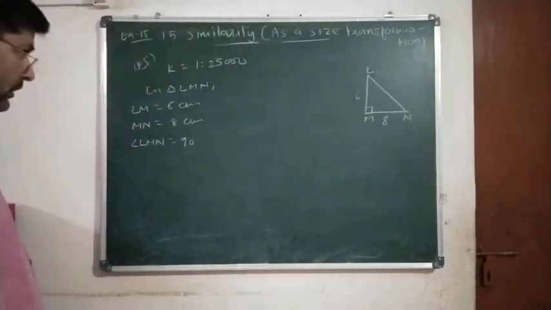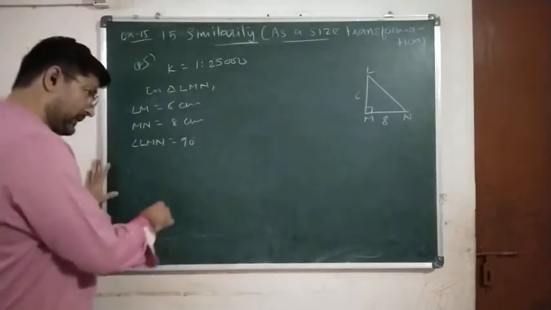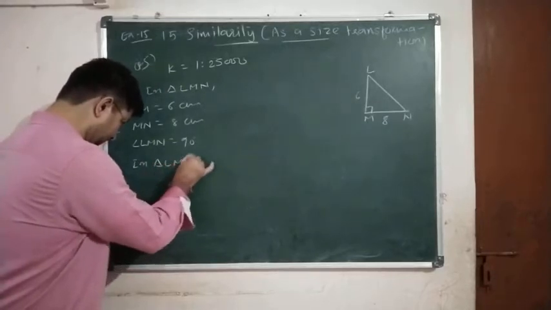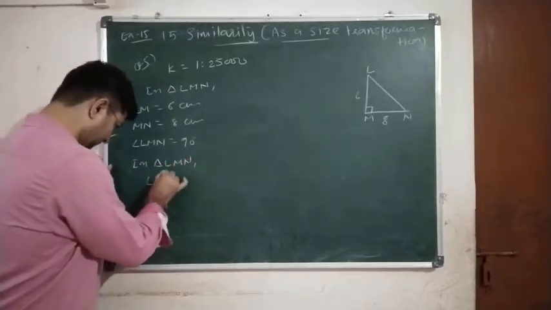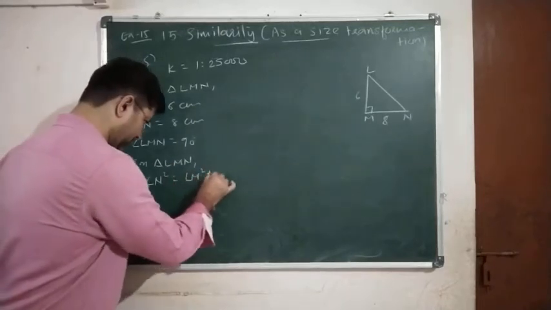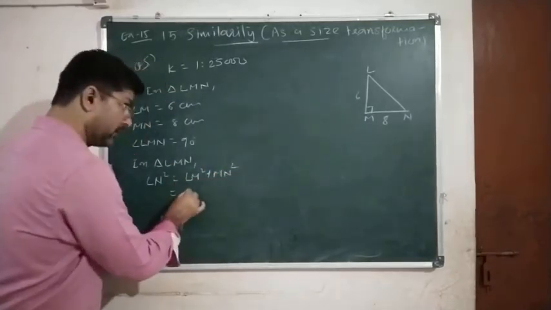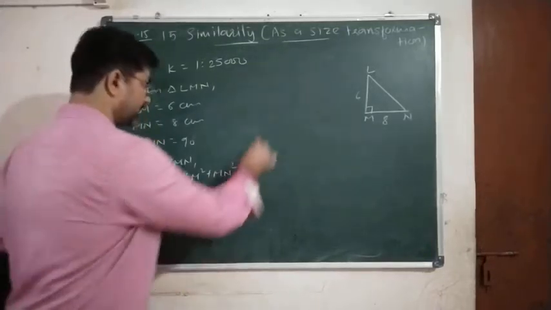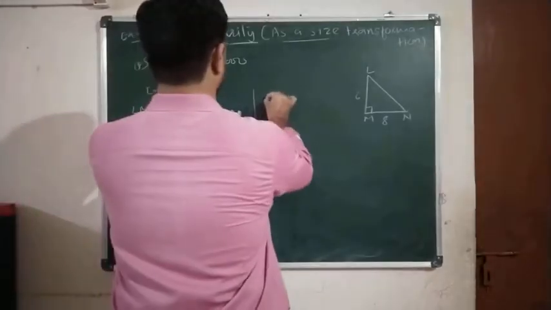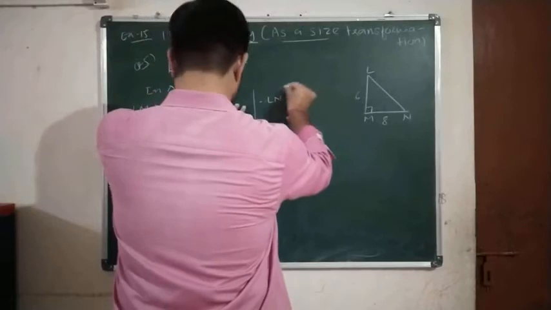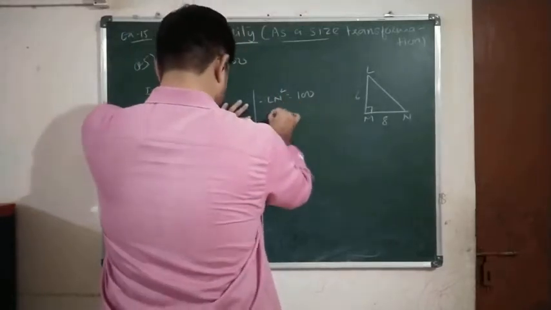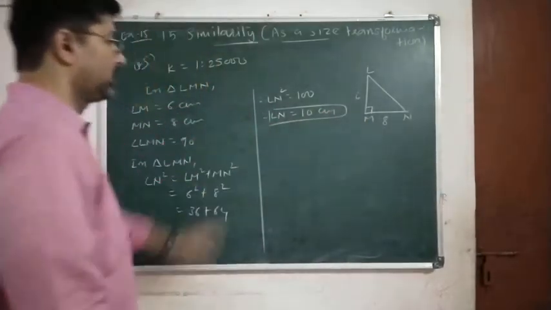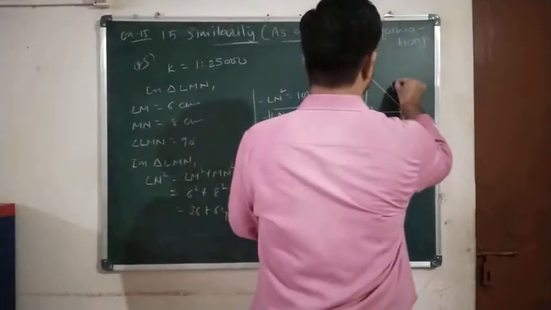Clear? Okay, so first let us calculate. In triangle LMN, use Pythagoras theorem. LN square is equal to LM square plus MN square. So 6 square plus 8 square, 36 plus 64. Therefore LN square will be equal to 100, and therefore LN is 10 centimeters. So we got the length LN to be 10 centimeters.